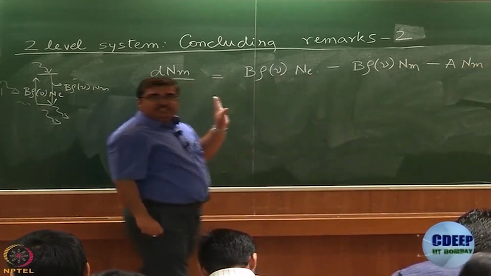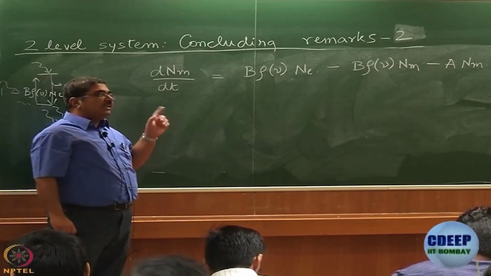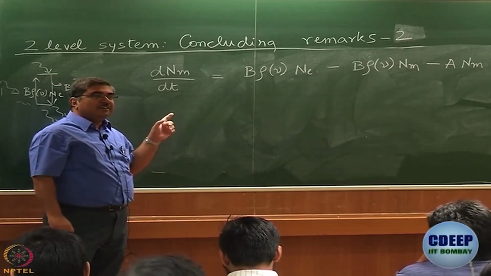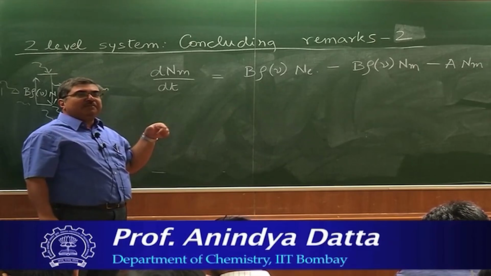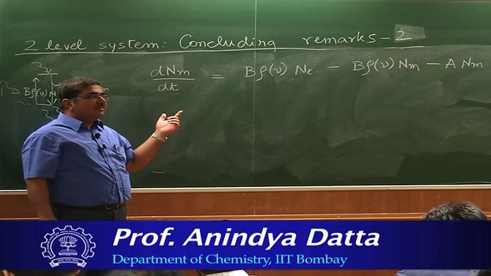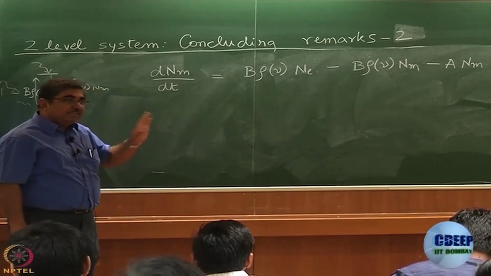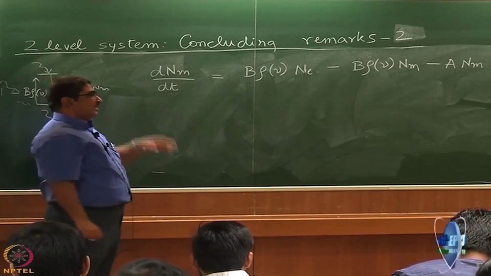Any question about this? Do you understand why B is multiplied by rho but A is not? Why have I not multiplied the last term by rho? It's spontaneous emission, right? Even if there is no light, it's going to take place, and that is something that we'll come back to in the next part of our discussion.